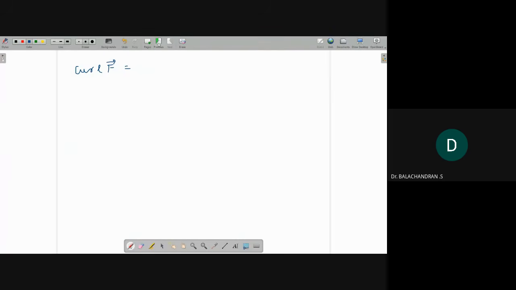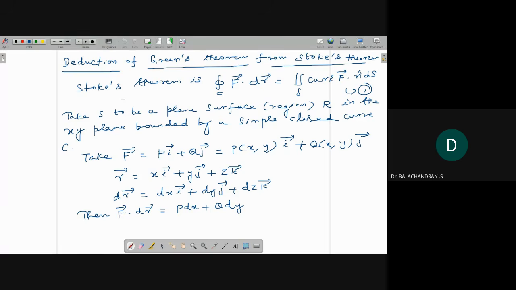Okay, so actually here we are going to discuss deduction of Green's theorem from Stokes theorem. So we know that the Stokes theorem is integral over C f vector dot dr vector, that is equal to double integral over S curl of f vector dot n cap into ds. That is equation number 1.